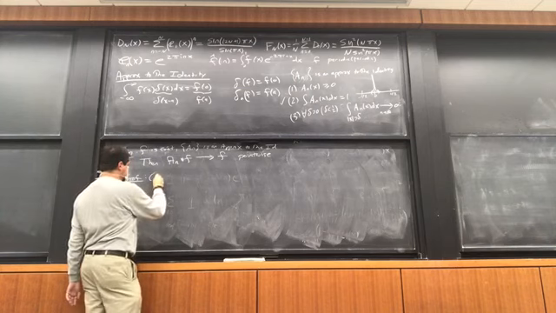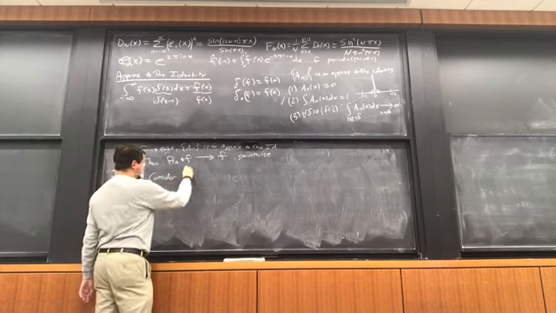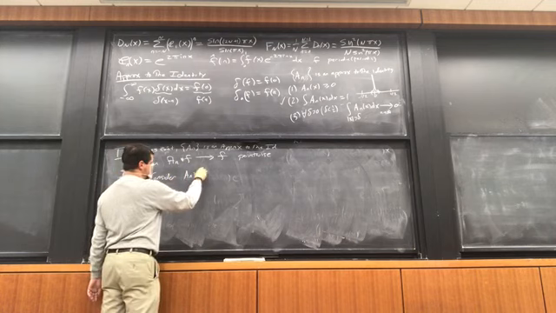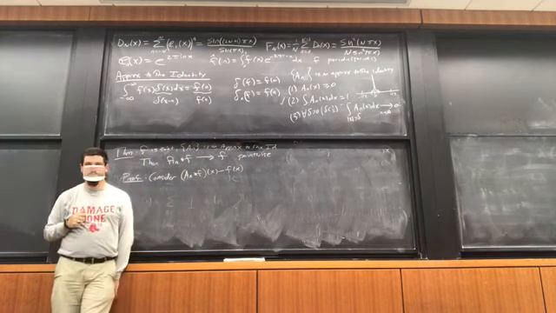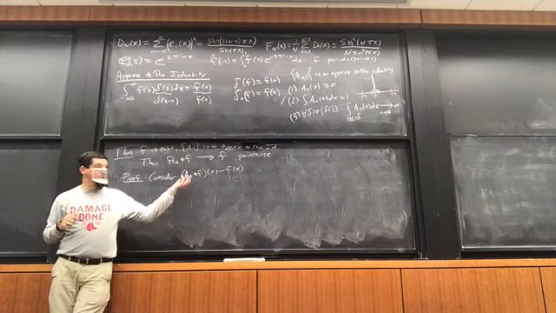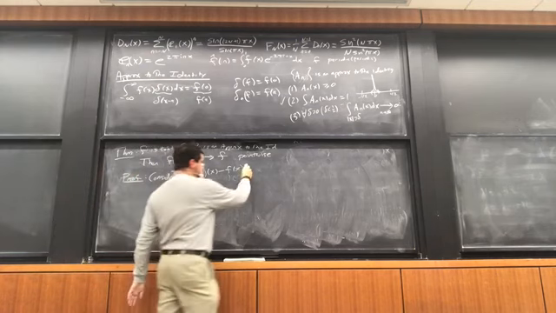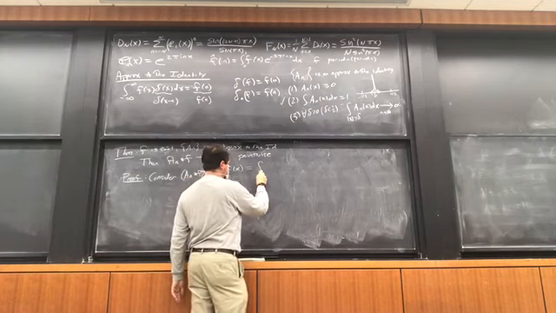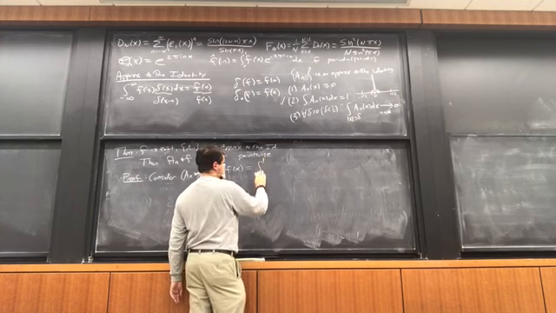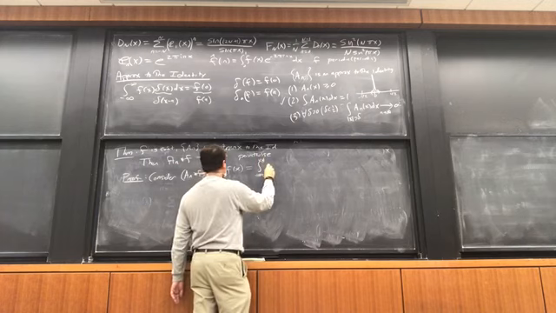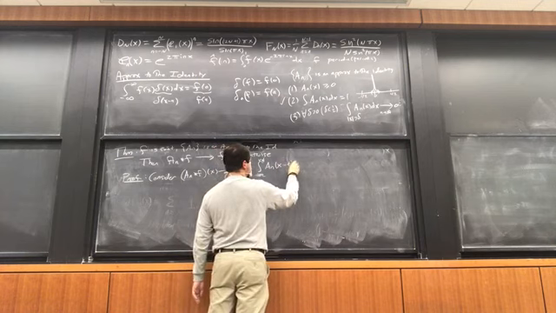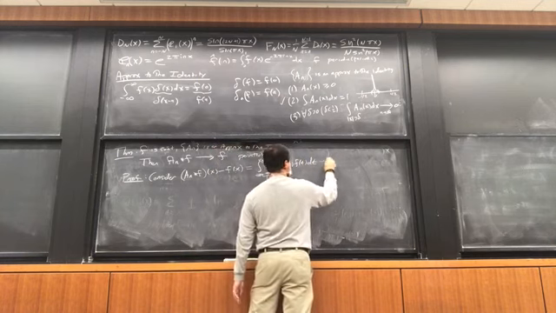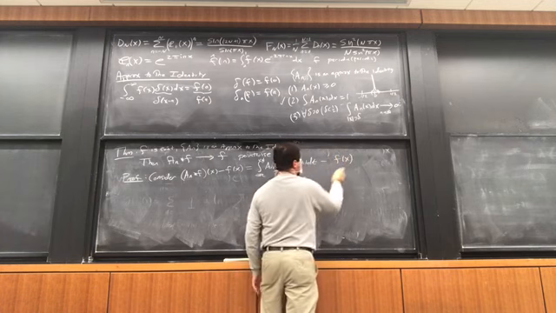Let's consider A_N star f of x minus f of x. Well, we know what A_N star f is. This is just the integral from minus a half to a half of A_N of (x minus t) f of t dt, minus f of x.